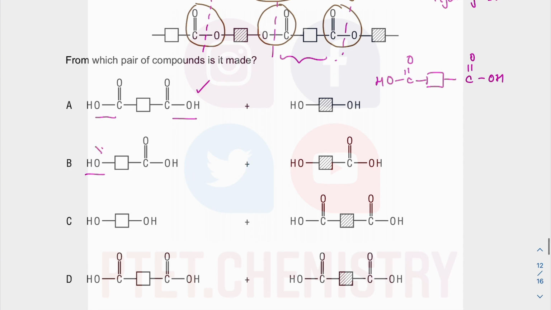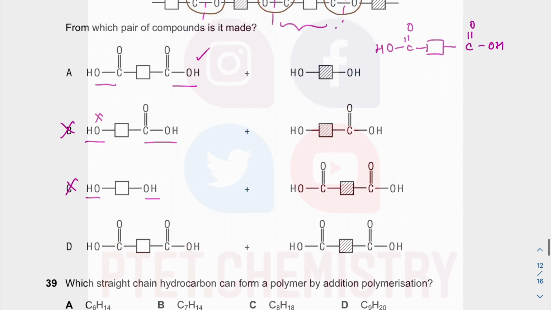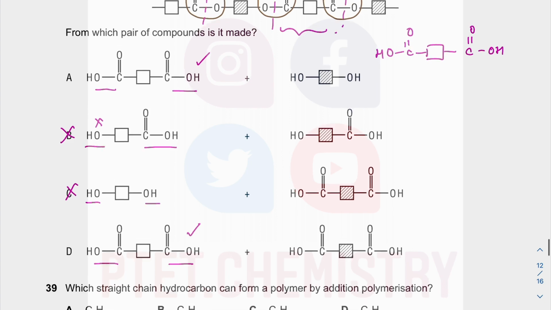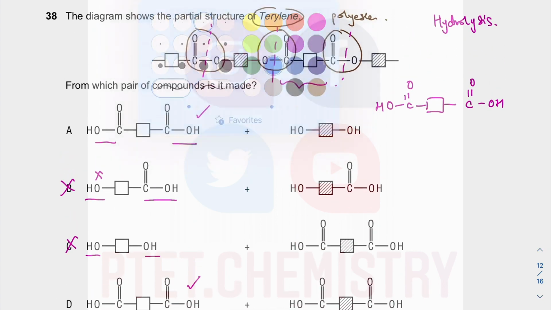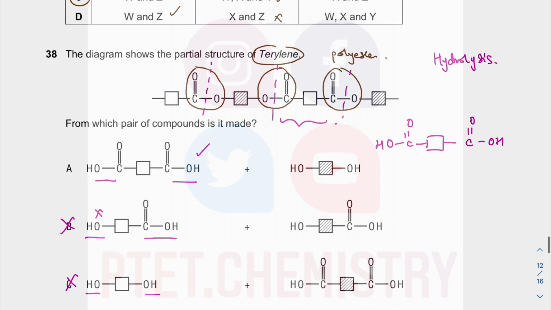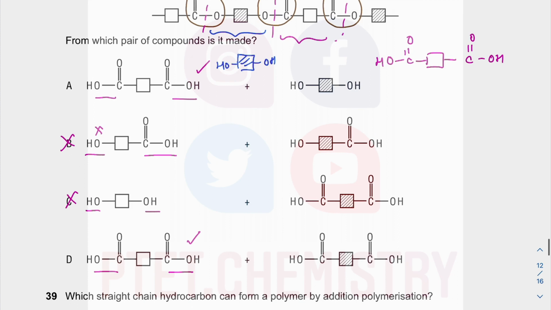It cannot be alcohol, it has to be carboxylic acid and carboxylic acid. It's not alcohol and alcohol, so that's wrong. Now I'm looking at the shaded box. It's this one. So there's OH and there's OH. Remember we crossed out two options already. So the shaded box is OH and OH. So A is the answer.